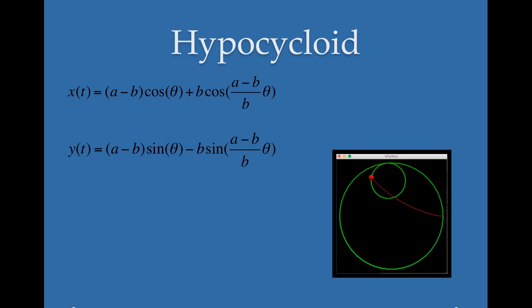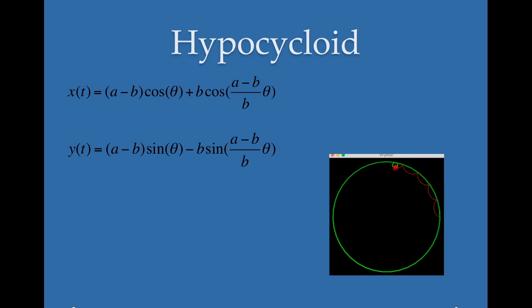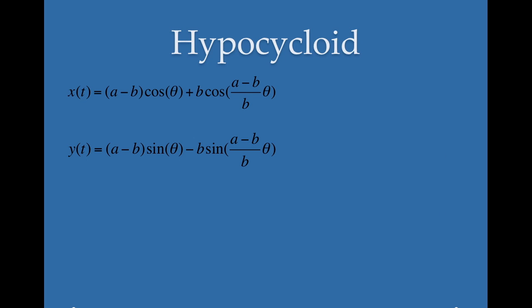A hypocycloid can be defined as a point on a circle that is rotated around the inside of a larger circle. The parametric equations for this point are shown. The path this point makes is dependent on the ratio of a over b, a being the radius of the large circle and b being the radius of the inner circle. As we increase the ratio of a to b, the number of cycles the inner circle goes through increases.